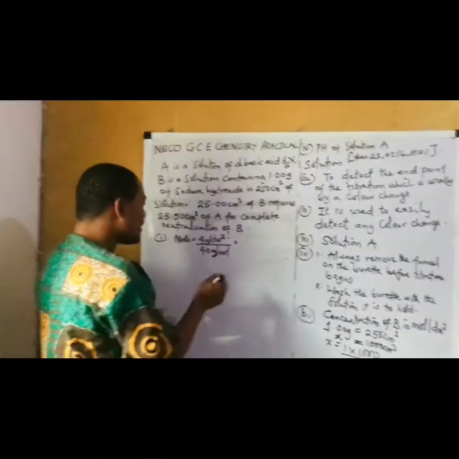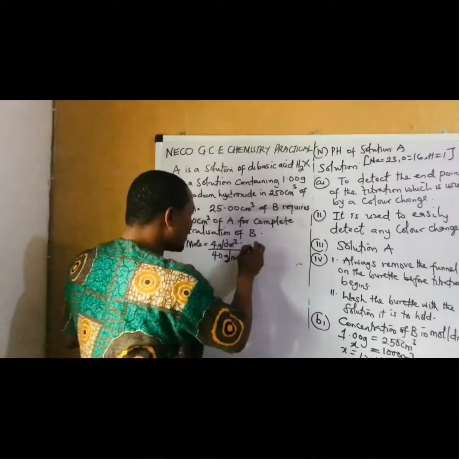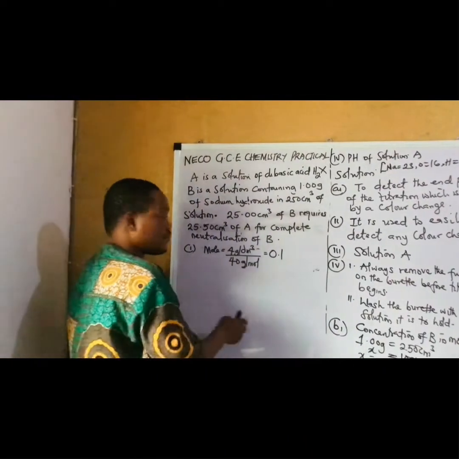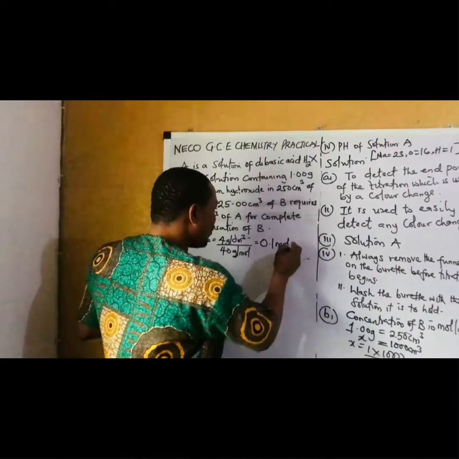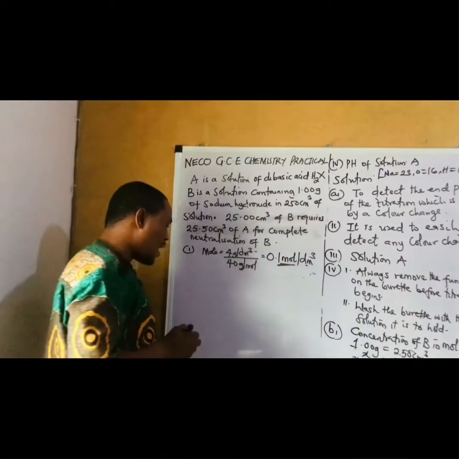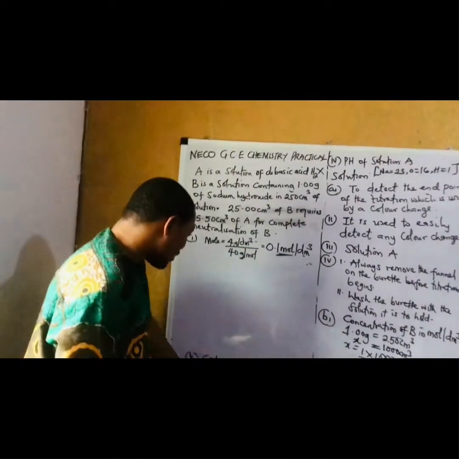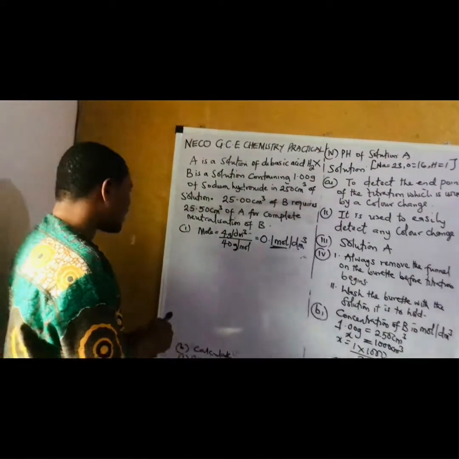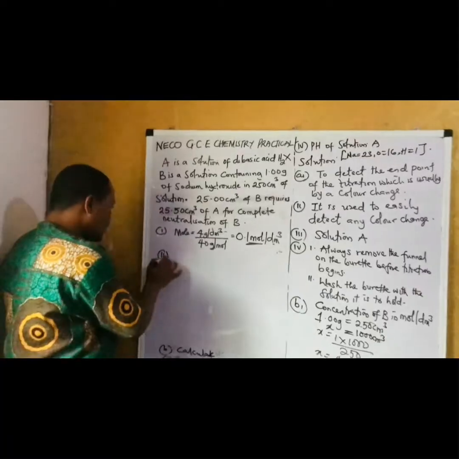But from this, I can have 0.1 from here. You have 0.1 mole per dm³. Can you see? So question 1 is sorted already: calculate the concentration of B in mole per dm³. That is sorted already. Now let's go to the second one.